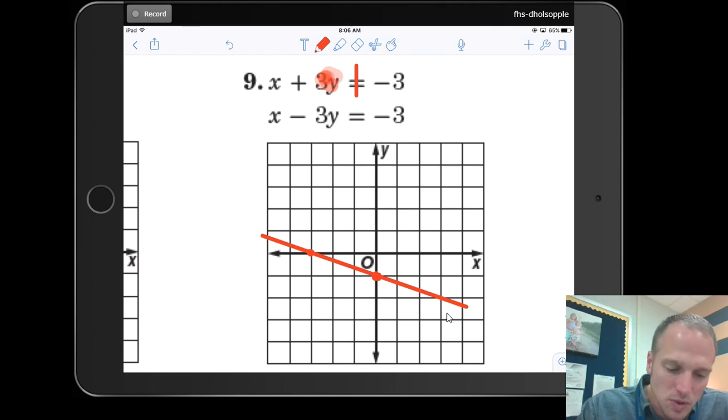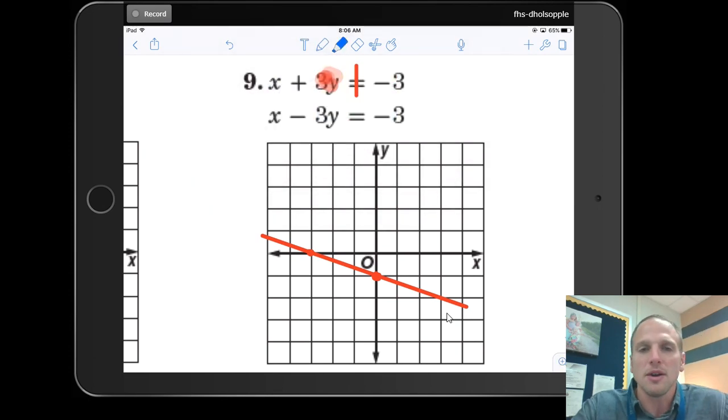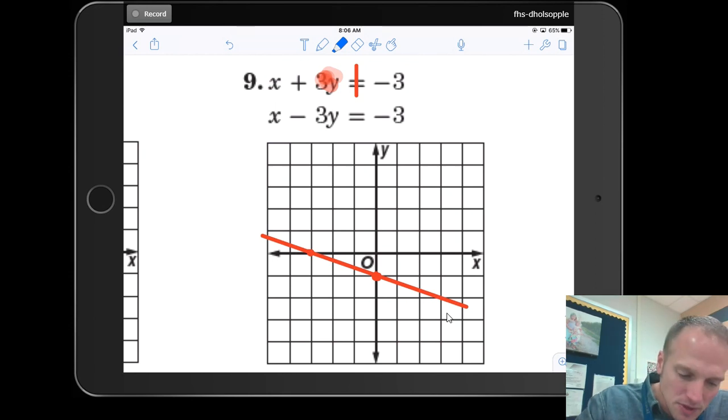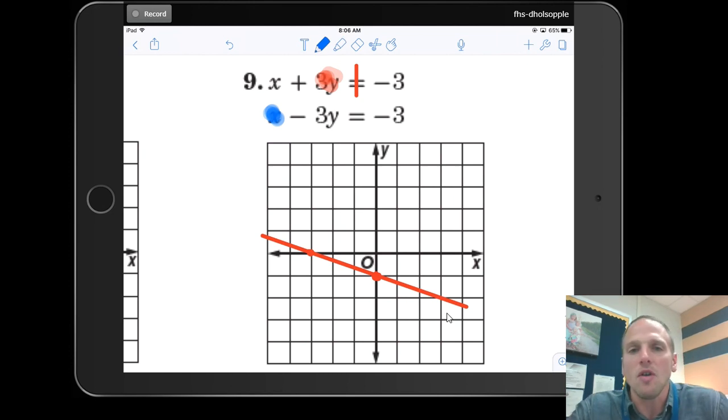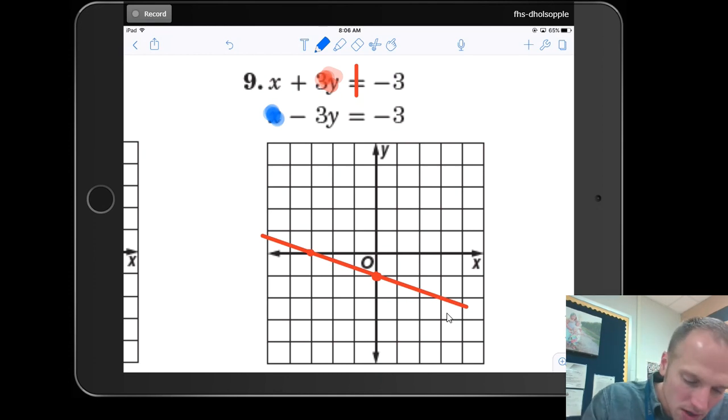Okay, now let's switch to the bottom one. I'm going to switch to a blue marker so that we can see this better. Okay, so on the bottom, let's find the y-intercept first. I'm going to ignore the x and solve that for y. So I've got -3 divided by 3. That's going to be a +1. So my y-intercept is 1.